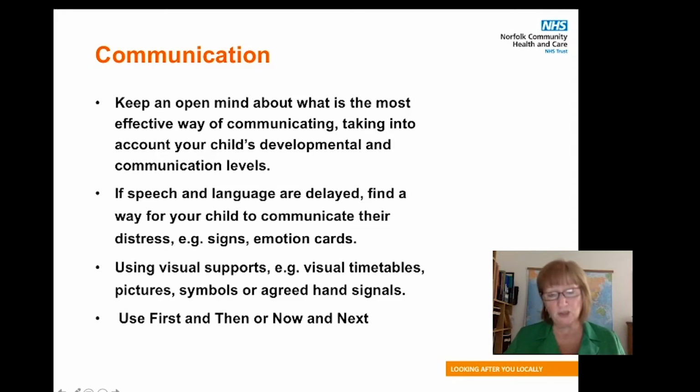Does your child maybe need emotion cards to help them to express how they're feeling in different situations before those feelings bubble up into a meltdown? Visual supports are really, really useful. And if you Google this, you will find many great examples that you can use. They not only aid communication, but understanding and processing as well. So they're still useful for children with good verbal skills.